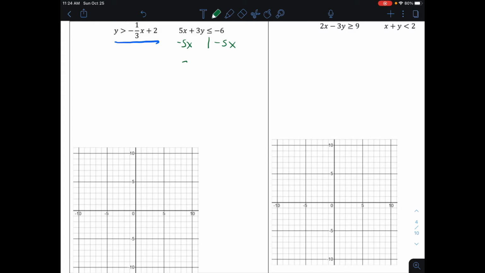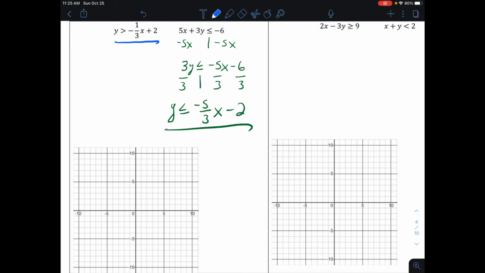We get 3y is less than or equal to negative 5x minus 6. And then we need to divide everything by 3, every little piece by that 3. And so our second inequality is y is less than or equal to negative 5/3 x minus 2. So there are our two linear inequalities we want to graph.